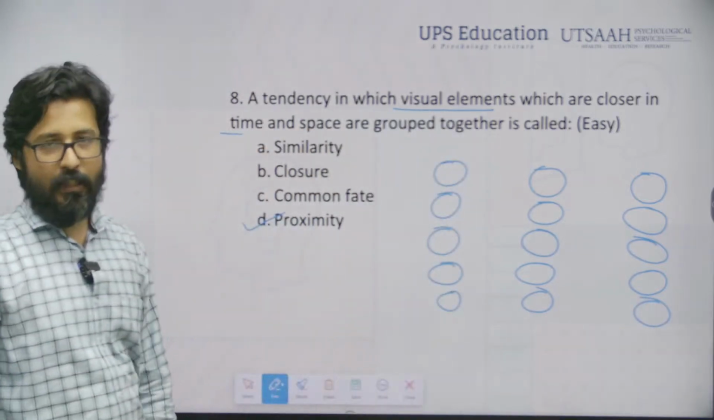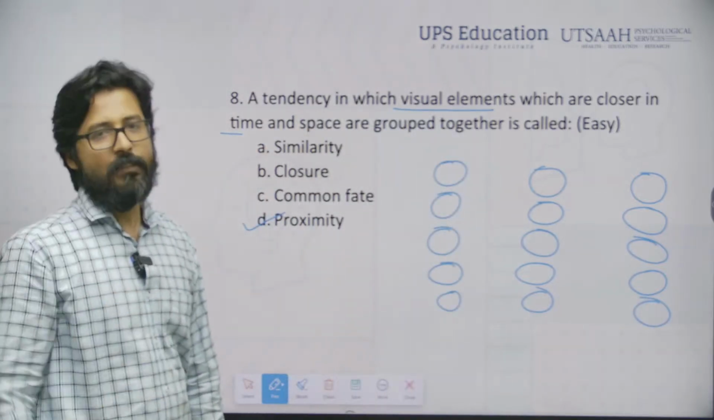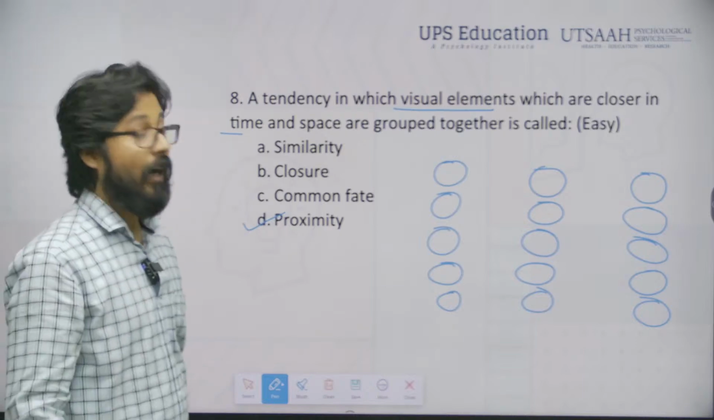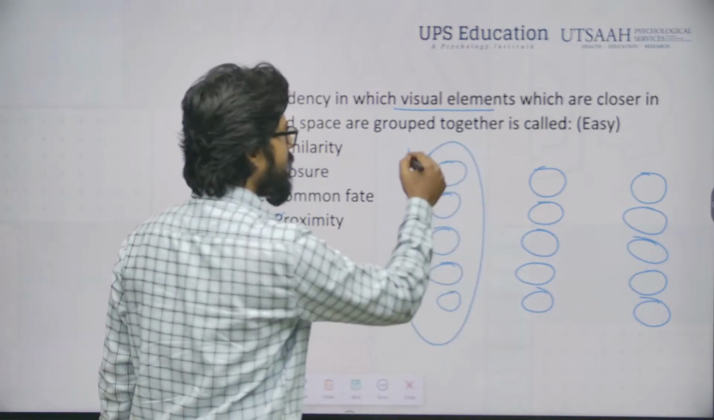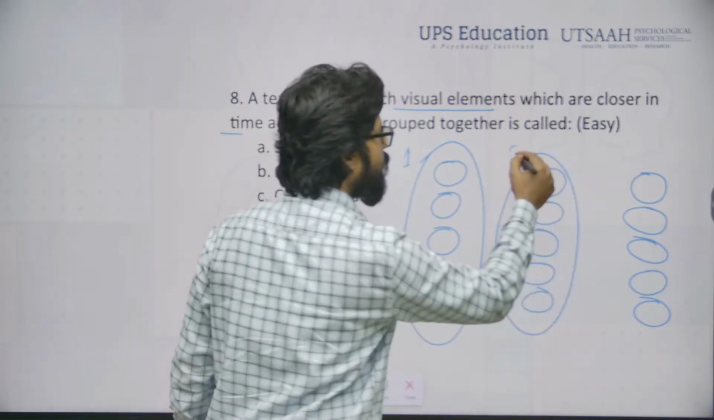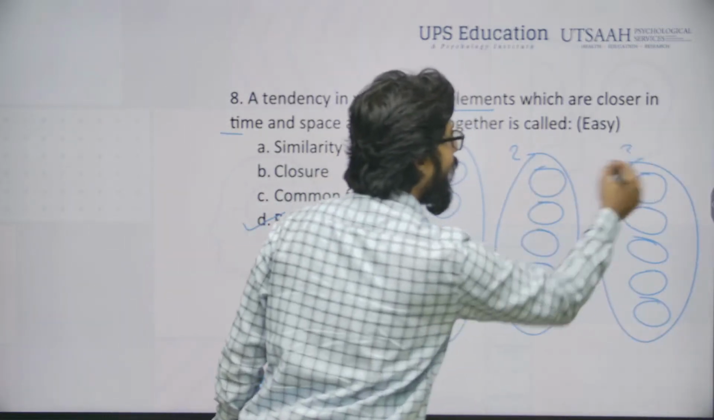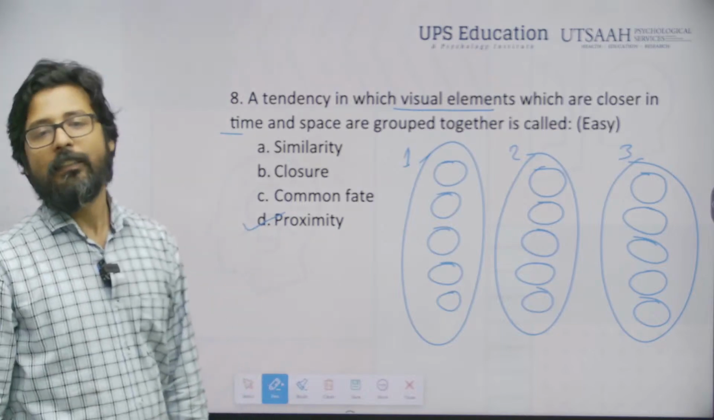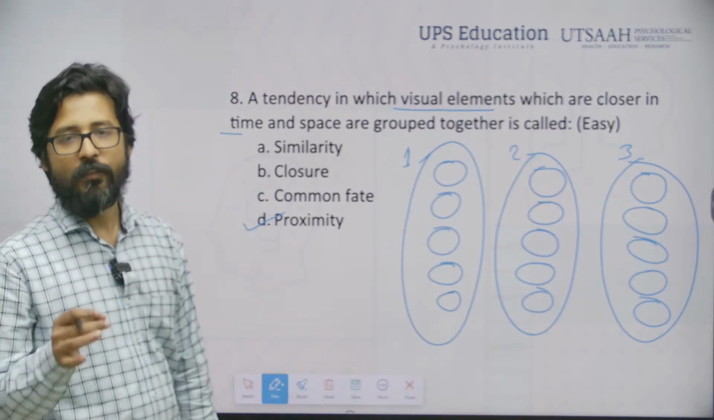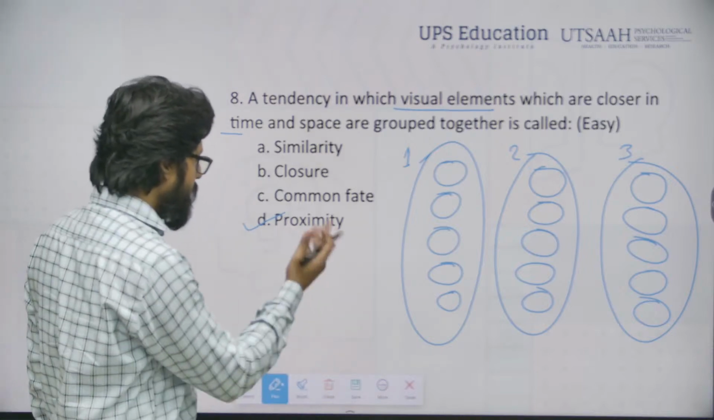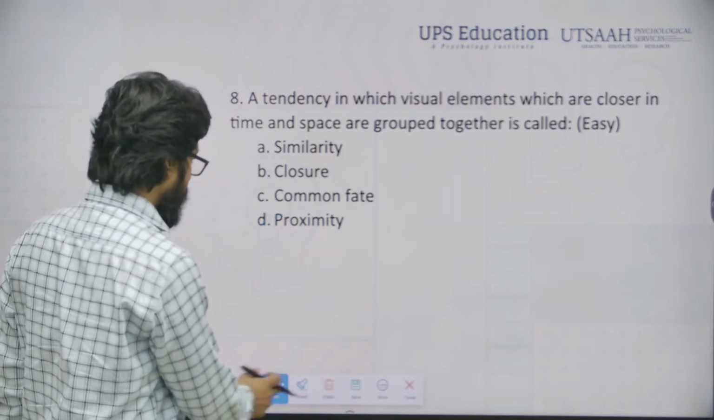Now if I ask you, how many lines are we having? So 3 lines. If I ask which lines you are having, you can say this is group 1, this is group 2, and this is group 3. And why are we able to perceive them as a group? Just because of proximity, just because of nearness and closeness. So D is the right answer.